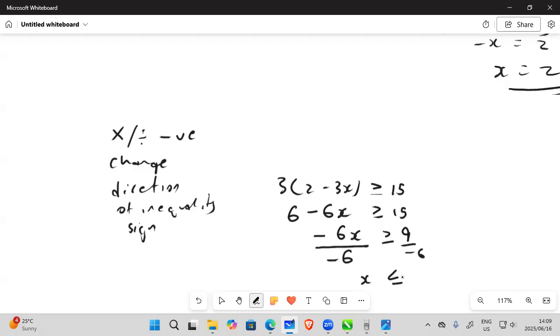So this will be x less than or equal to 9 over minus 6, which is minus 3 over 2. Right, so that's minus 1.5.